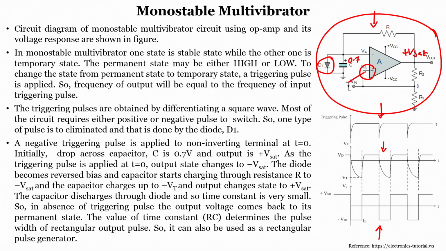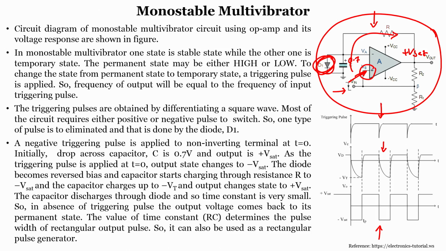As the triggering pulse is applied at t equals 0, the output changes to minus V saturation. The diode becomes reverse biased, and the capacitor charges through the resistor towards minus V saturation. The capacitor charges until minus Vt and the output changes to plus V saturation. Thus, the capacitor discharges through the diode and so the time constant is very small.